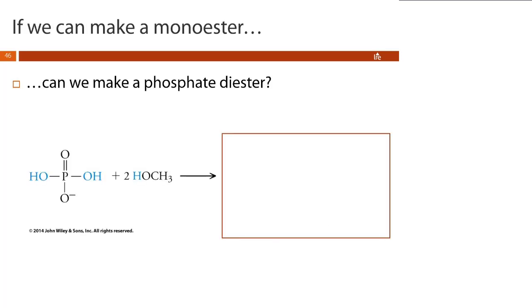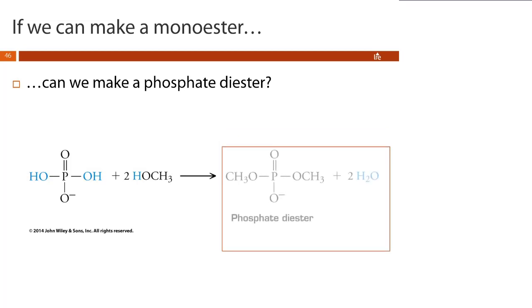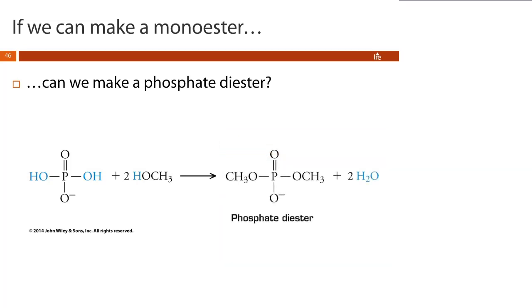So if we can make a phosphate monoester, do you think we can make a phosphate diester? Well, yes, we can. All we do is react the phosphate with another alcohol and we can form a phosphate diester. And this process is going to produce two water molecules instead of just one.